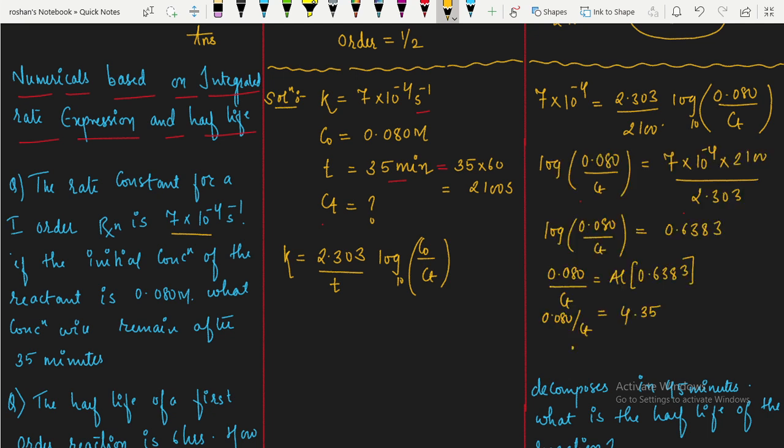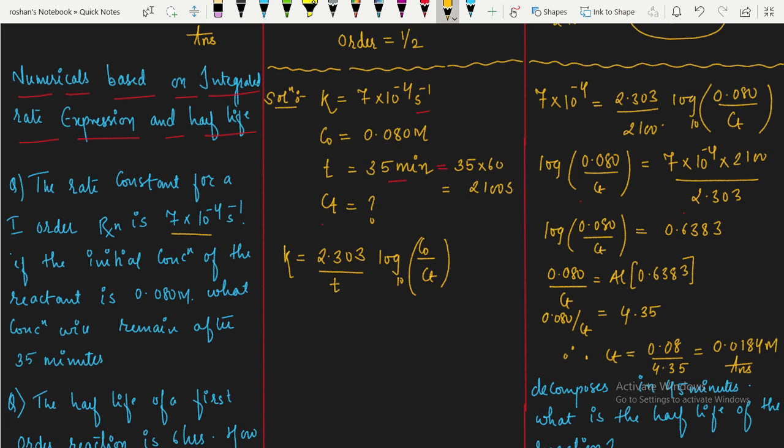So can we actually get the value of Ct, students? So what will Ct be? Ct will be 0.08 upon 4.35. If we just calculate this value, students, the value turns out to be 0.0184 molar. Calculations you can check, students, I'm not doing the calculations here. I hope you guys are very clear with this numerical. Let's move to the next numerical, students.